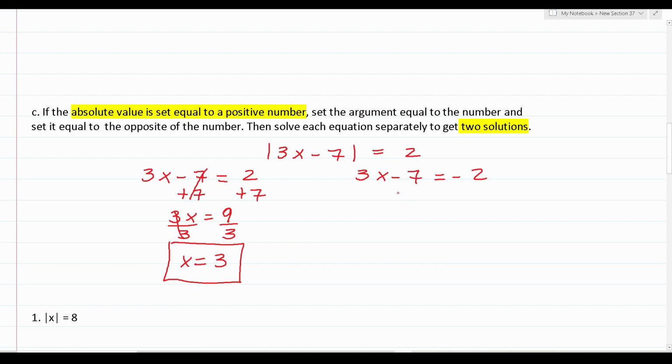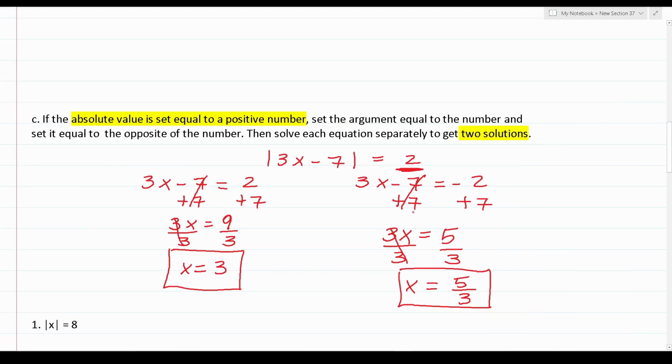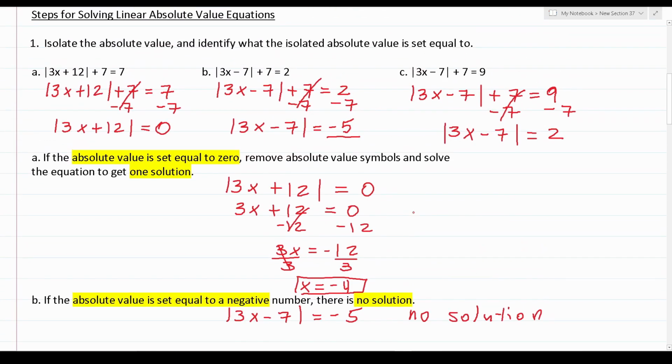Let's do the same thing over here now. We're going to add 7 to both sides. This crosses out here, leaving you with 3x equals negative 2 plus 7, which is going to be 5. Divide both sides by 3. This crosses out. That leaves you with x equals 5 over 3. All right, so since this absolute value was set to a positive number, we can see that we now have two solutions. All right, so that's all there is to solving linear absolute value equations.